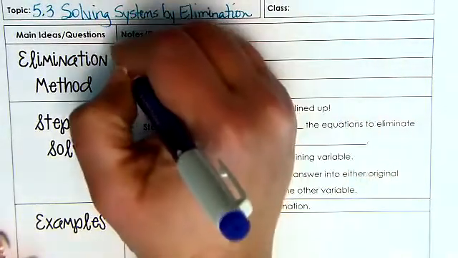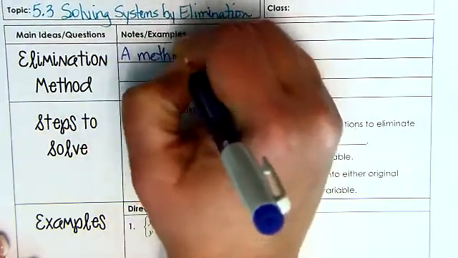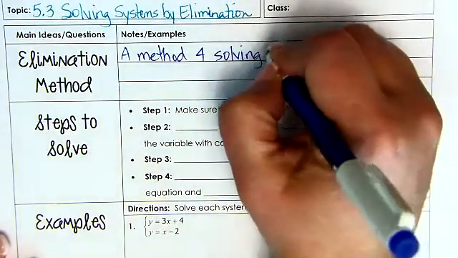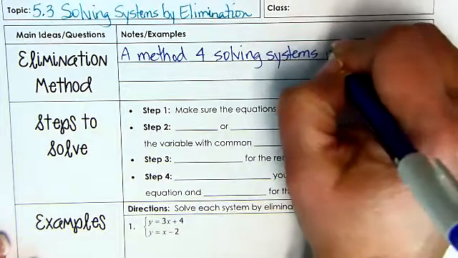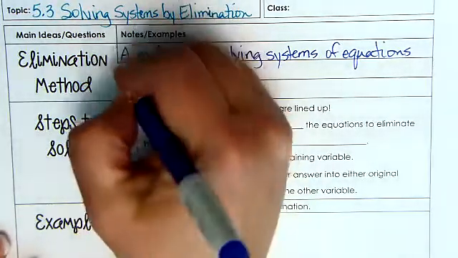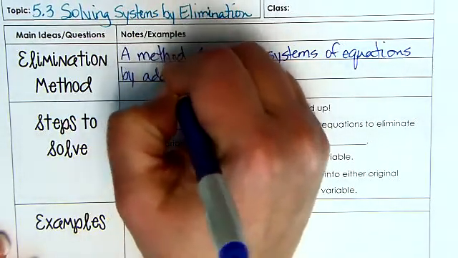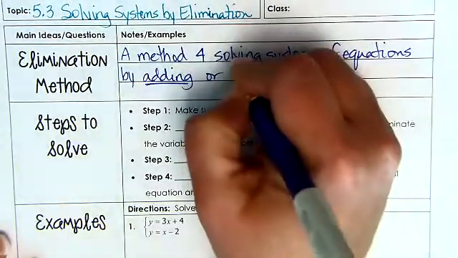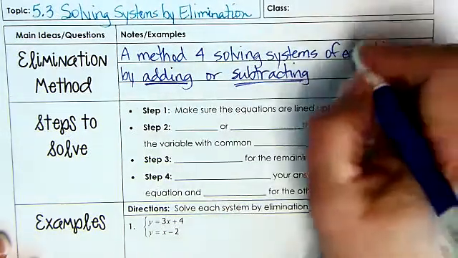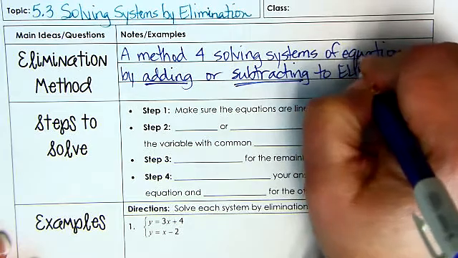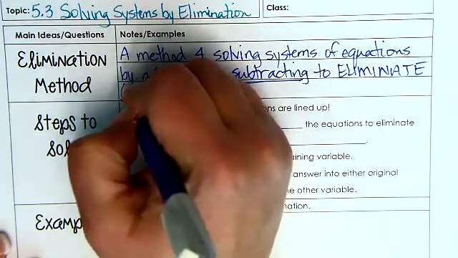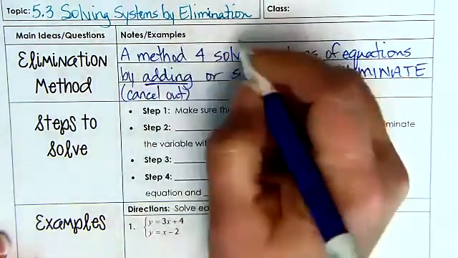Elimination method is a method for solving systems of equations by adding or subtracting to eliminate or cancel out a variable.